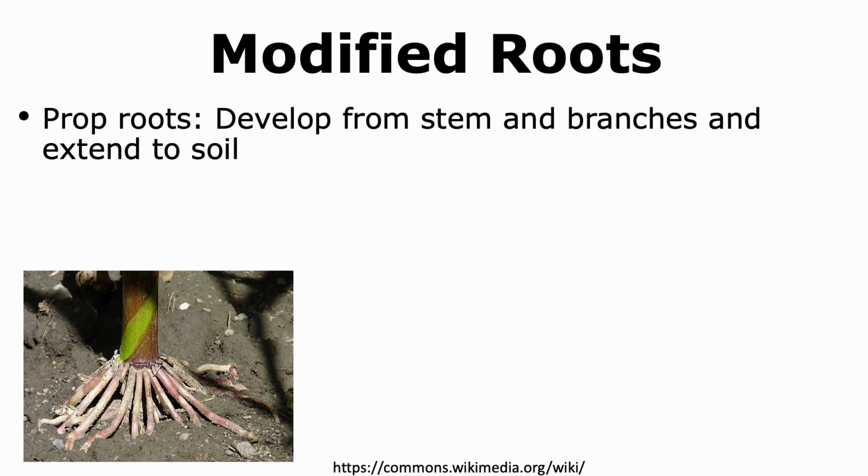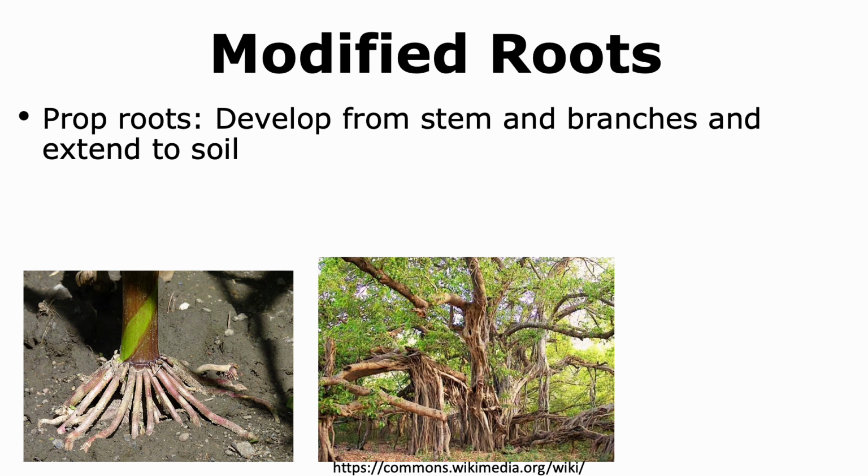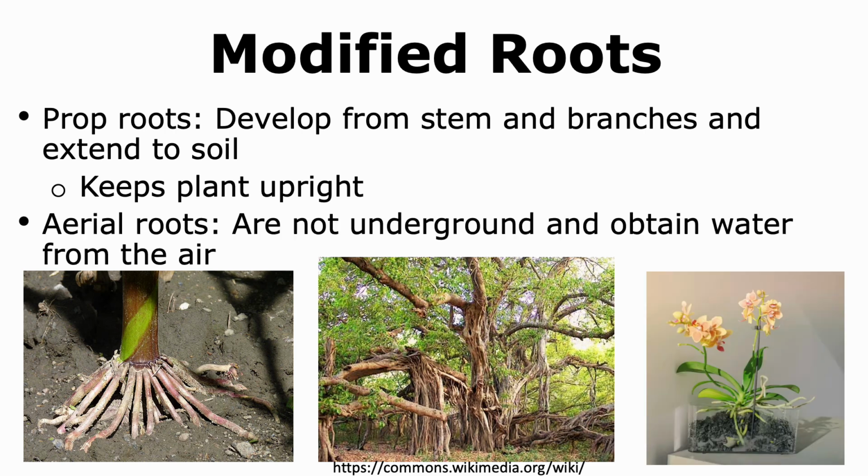In some plants, modified roots are formed that perform other functions in addition to absorbing water and minerals. Prop roots are adventitious roots that develop from stems and branches, and they extend into the soil in order to support the plant. Prop roots are commonly found in crops like maize, as well as in trees like the ficus tree. They help keep the plant upright because the normal roots are not strong enough to support the plant.